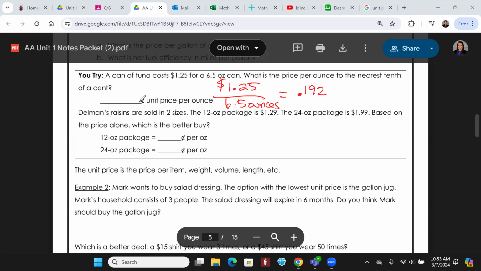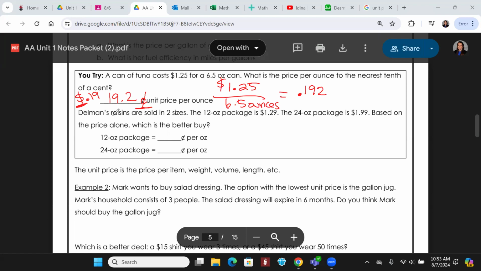When we write it out, do you remember back in elementary school, this symbol? This is cents, right? So we're going to write this as 19.2 cents. The other way you might see this is if it says $1.19. You have to make sure that you're careful on your units.